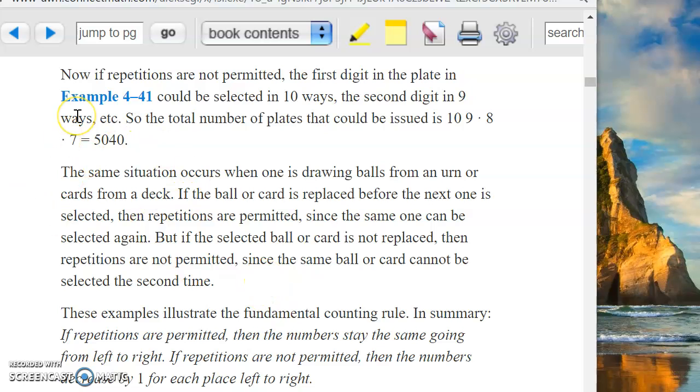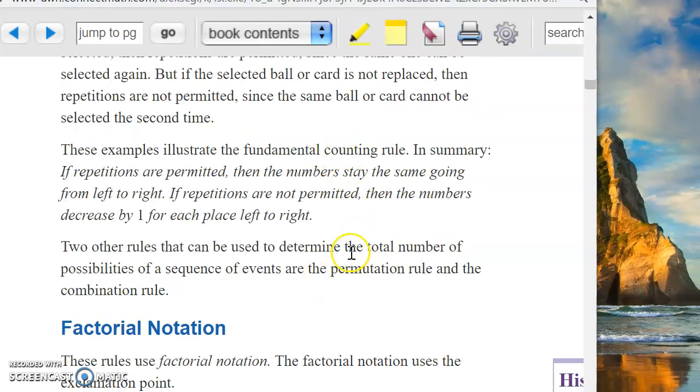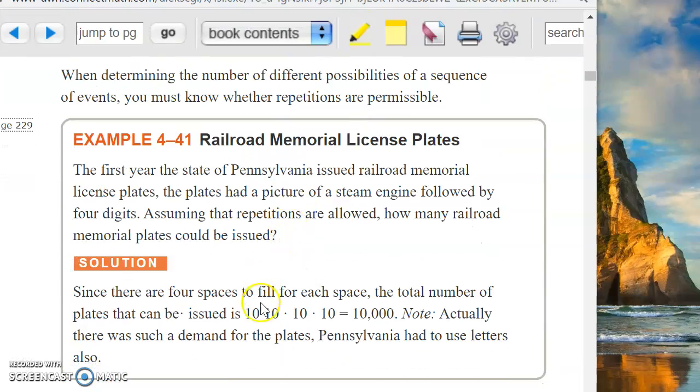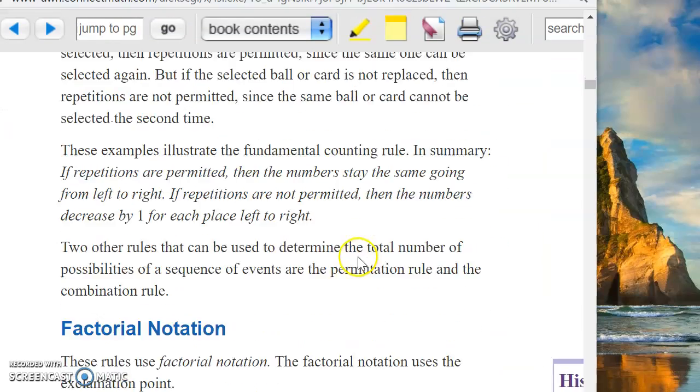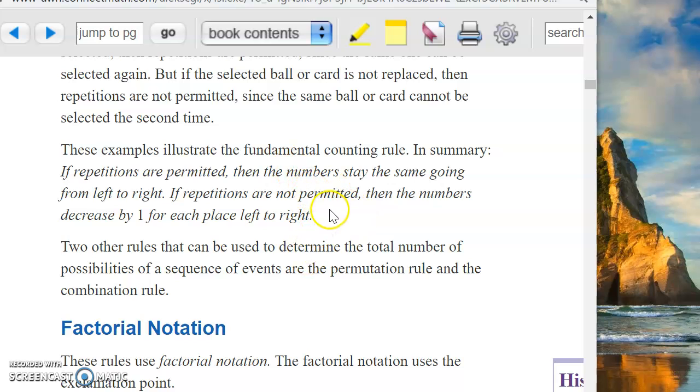Okay, so it's the exact same situation as drawing balls from an urn or drawing cards from a deck. If you replace the ball, if you replace the card, we say that we have repetitions. Repetitions are permitted. If repetitions are permitted, then the numbers stay the same going from left to right, so it would be 10 times 10 times 10. If repetitions are not permitted, you cannot have the same number again, then the numbers decrease by 1 for each place from left to right.